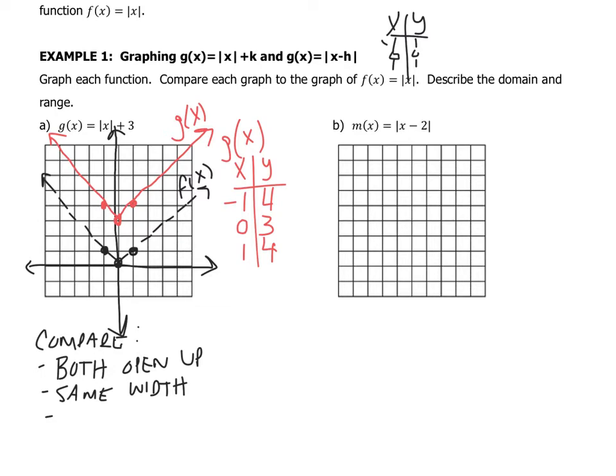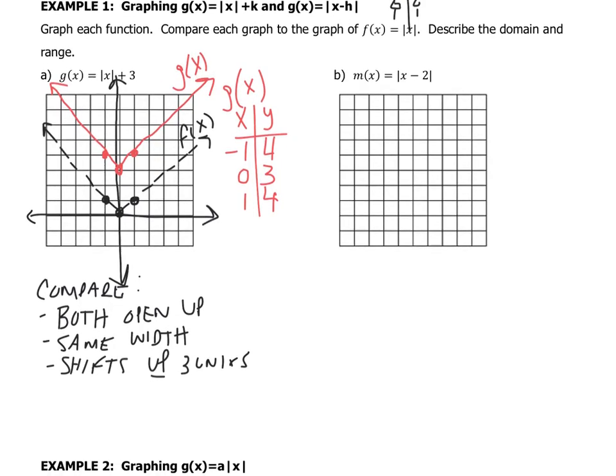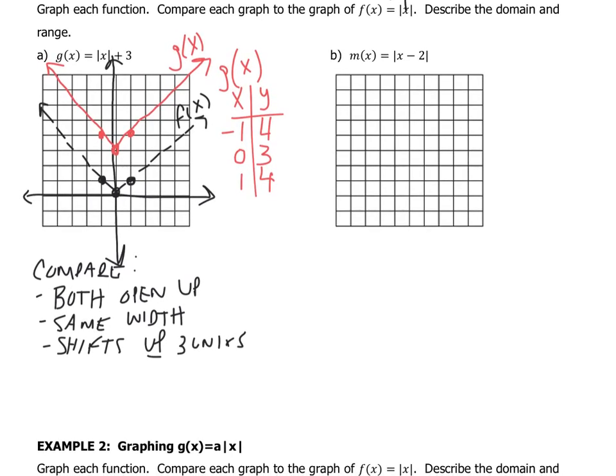Then what's happening is, and this is where we saw the plus 3, we are shifting up 3 units. And again, that's because the number on the outside is making it go up. So what we call that here is we are saying the number outside is a vertical translation.